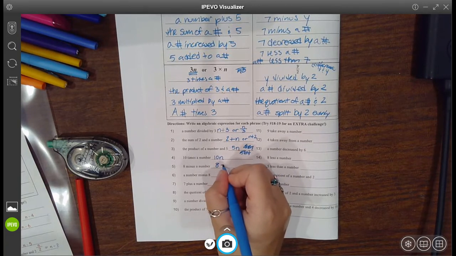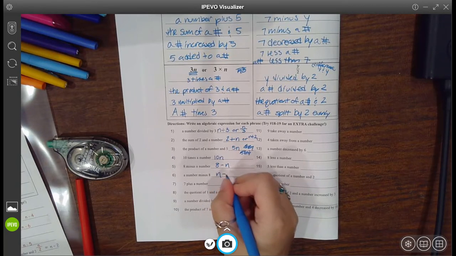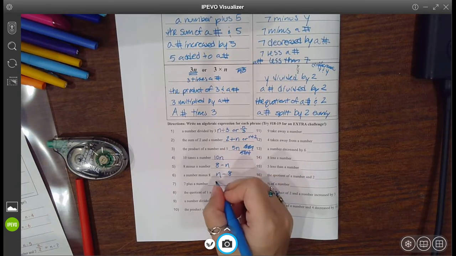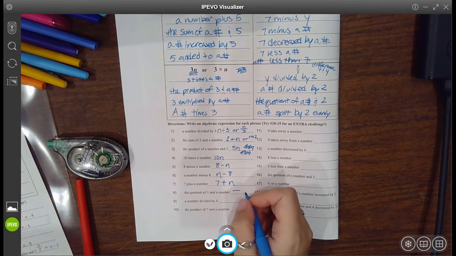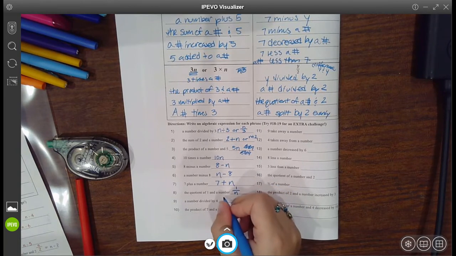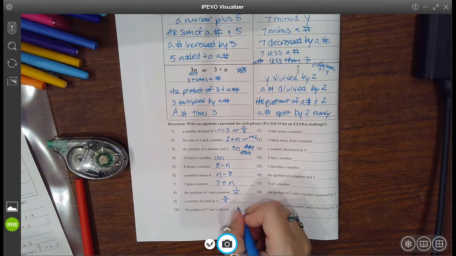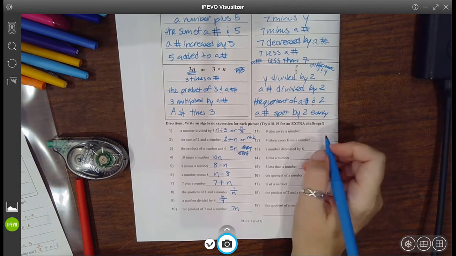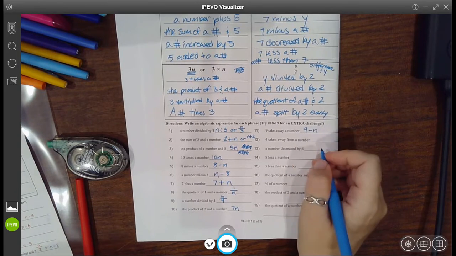8 minus a number. Some number minus 8. 7 plus some number. Quotient, so divided, what am I dividing? 1 and some number. A number divided by 4. Hopefully you've been doing pretty well, at least gotten some of these right. Okay, product means multiply, so 7 times some number. 9, take away a number.